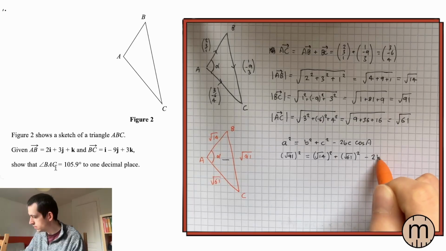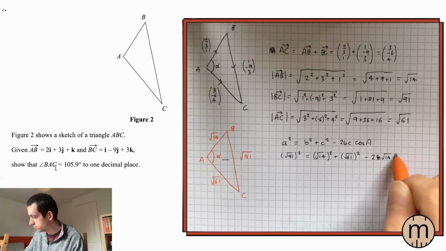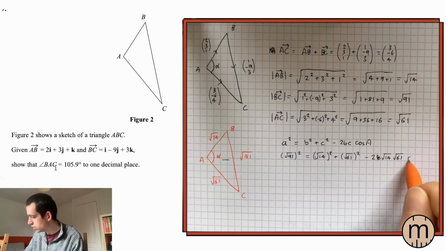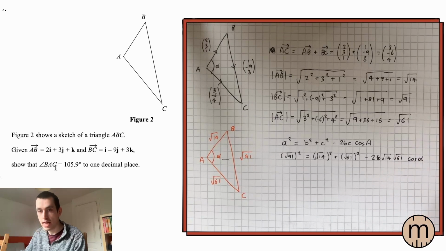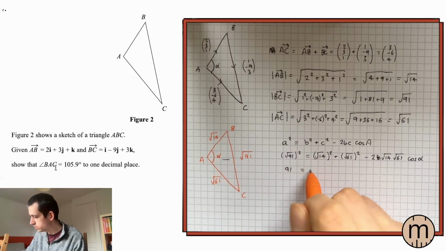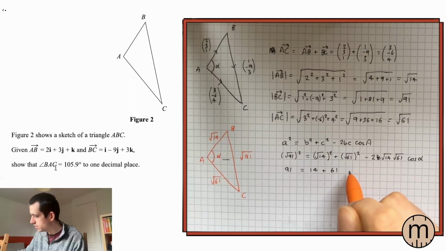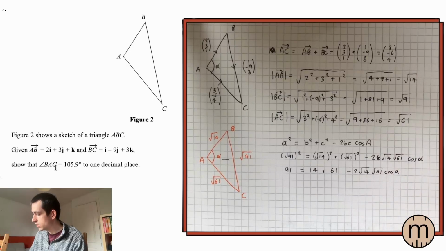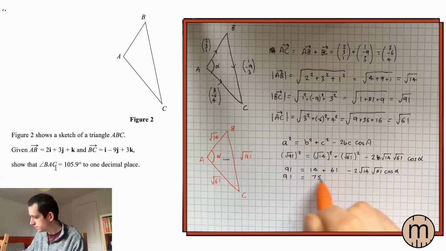Minus 2. B is root 14 and C is root 61. Again, can be the other way around because of A, but A I've called alpha. Let's get squaring. 91 is 14 plus 61 minus 2 times root 14 root 61 cos alpha. If we add these two together, we'll get this.